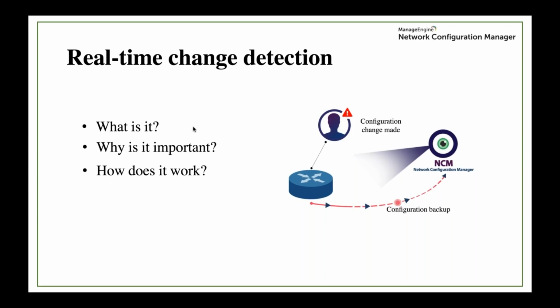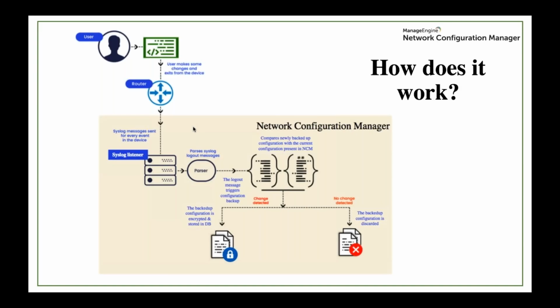Now why is this important? Because whenever a configuration change is made, again there is a possibility of having an error. And each of the configuration changes has to be backed up so that any of the changes being made is being recorded. And you will have the knowledge of all your devices, all the changes that are happening in your network. Now let's see how this works in NCM.